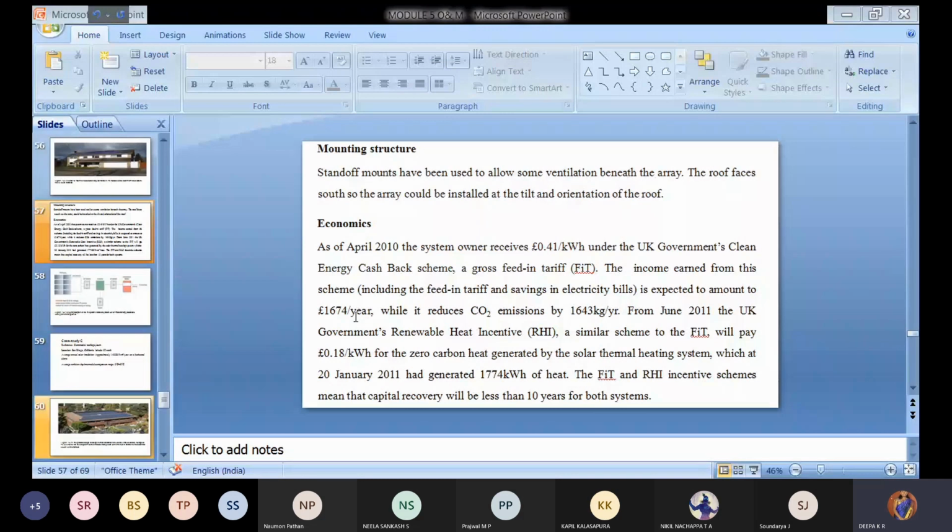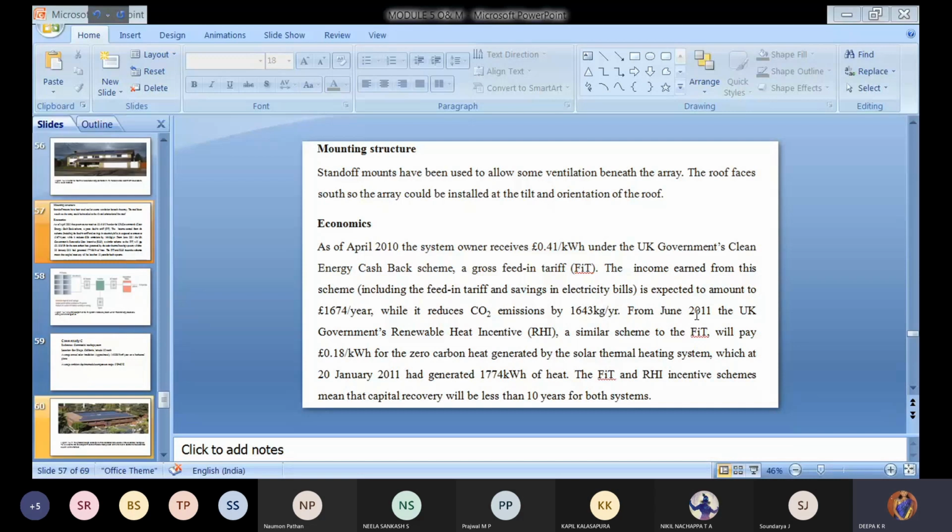So definitely, in residential cases, it is going to reduce the carbon dioxide emission by 1,643 kg per year. This is all a case study, as I said, of how it is going to reduce with the plant. So these kinds of examples they've taken. So carbon dioxide is reduced by 1,643 kg per year.